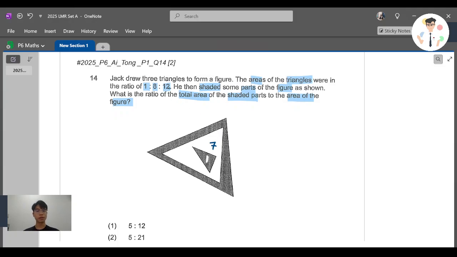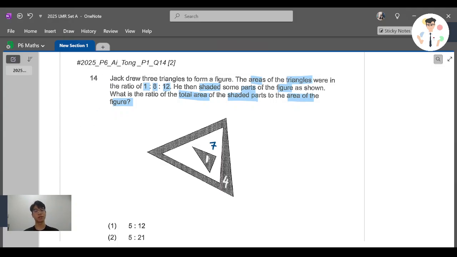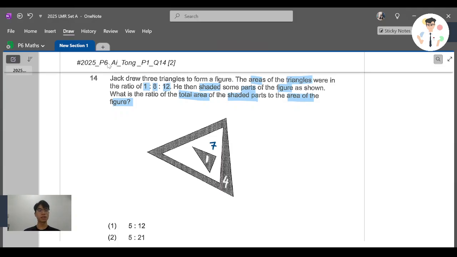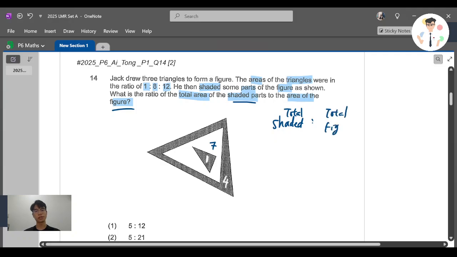And the same thing, the whole big triangle is 12. But if I already have 7 and here 1, the shaded outer part will be equivalent to 4. Why? Because 12 minus 7 minus 1 is equal to 4. Now, when you find out all these small parts, it will be easier for you to find the shaded part and the figure. So what is the total shaded area and the total figure? The total figure is very easy.